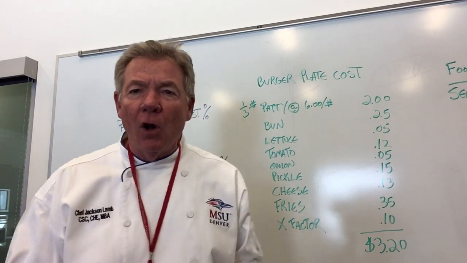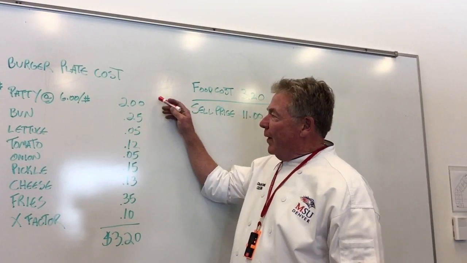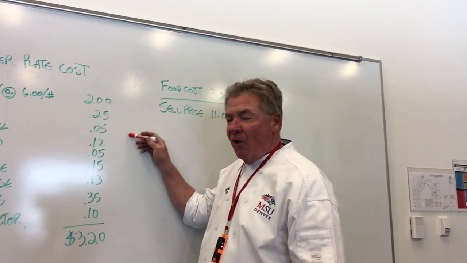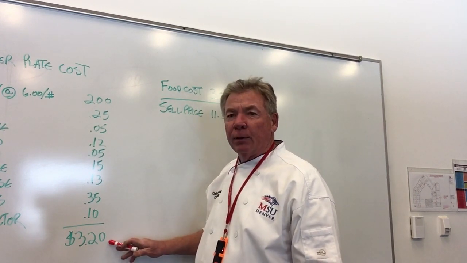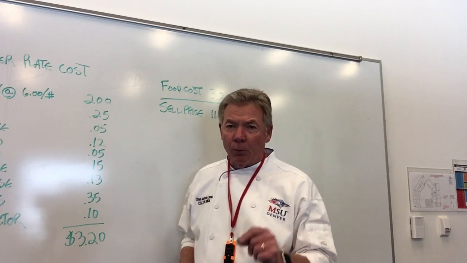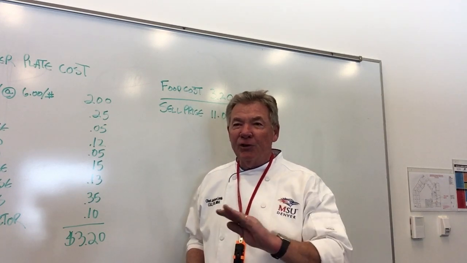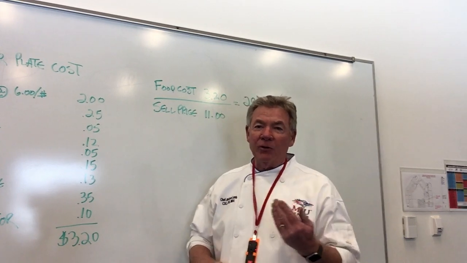But if we take a look at all of our expenses, let's come over here and take a look at this. If we follow our expenses coming all the way down, we have a total plate cost of $3.20. That's what it's going to cost Red Robin to put everything on the plate. Okay, this is just like in ProStartville. Let's come over to the next one over here.